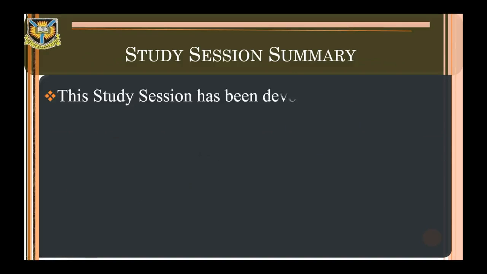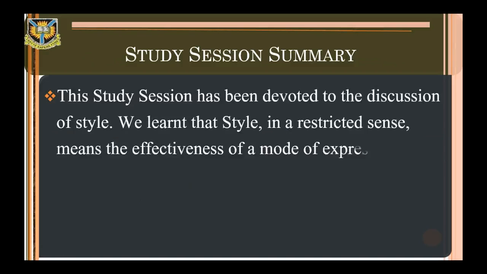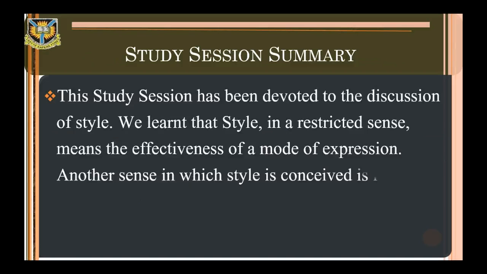Study session summary. This study session has been devoted to the discussion of style. We have learned that style, in a restricted sense, means the effectiveness of a mode of expression. Another sense in which style is conceived is its use as literary language.